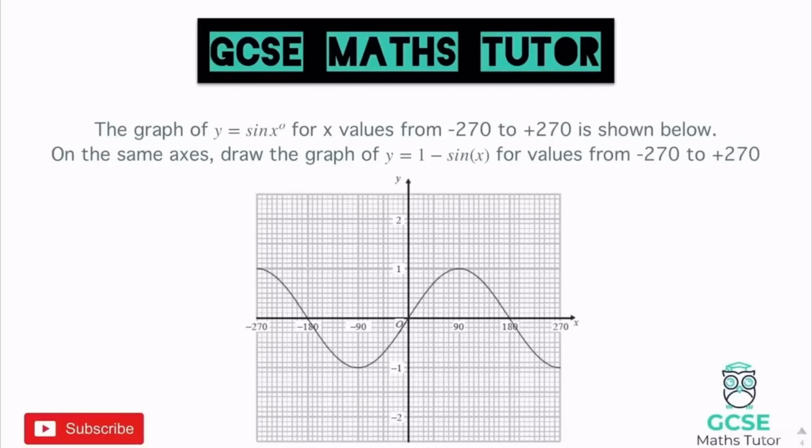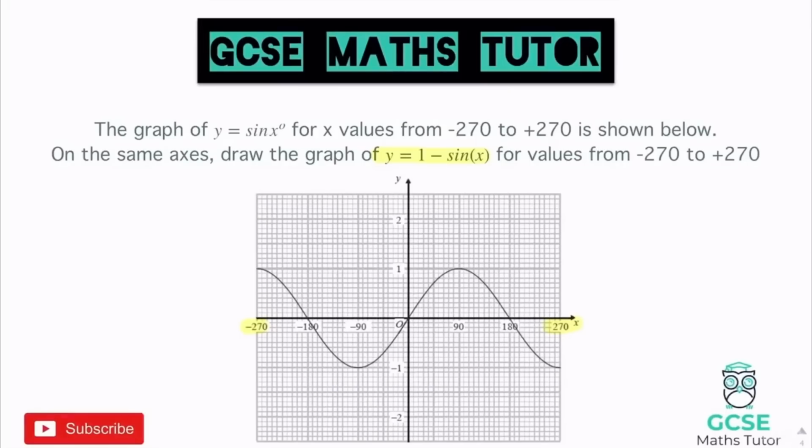So it says here, the graph of y equals sine x for x values from minus 270 to plus 270 is shown below. And obviously that is shown on the graph there. We've got minus 270 all the way over to 270 over here. It says on the same axes, draw the graph of y equals 1 minus sine x for values from minus 270 to plus 270. So that's the graph we're going to have to draw there, and that doesn't look very nice.